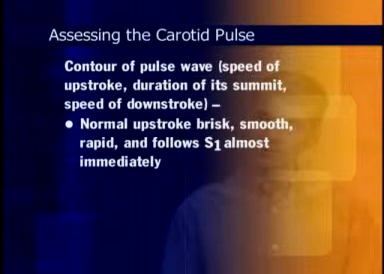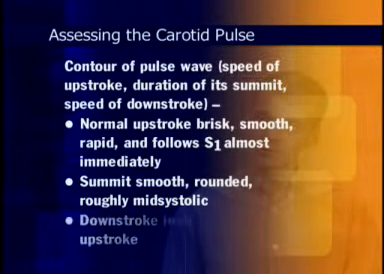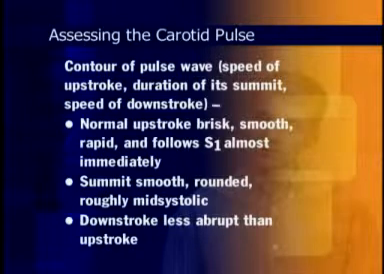Assess the contour of the pulse wave, that is, the speed of the upstroke, the duration of its summit, and the speed of the downstroke. The normal upstroke is brisk, smooth, and rapid, and follows S1 almost immediately. The summit is smooth, rounded, and roughly mid-systolic. The downstroke is less abrupt than the upstroke.